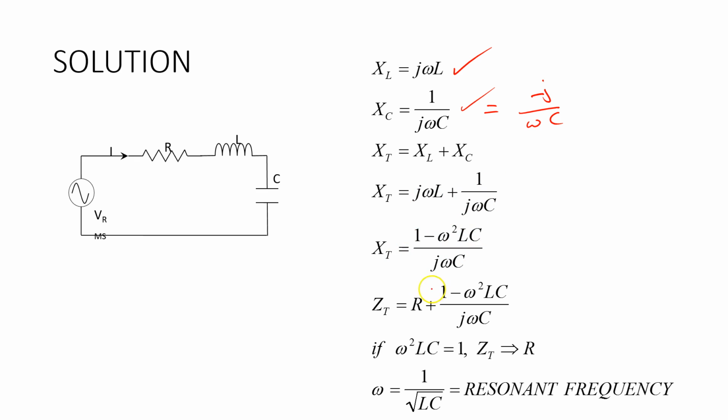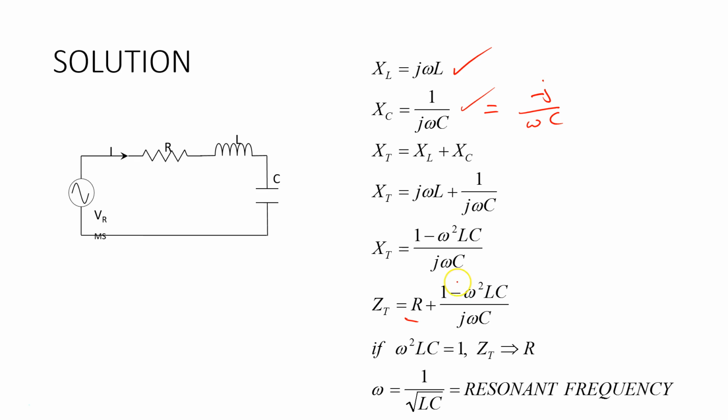And if I turn that into a single complex number, if I combine them, I'll get 1 minus omega squared LC over j omega C. So the total impedance, when I add the resistance to that, is R plus 1 minus omega squared LC on j omega C. So the current becomes a maximum when the impedance is a minimum. So when would this impedance become a minimum?